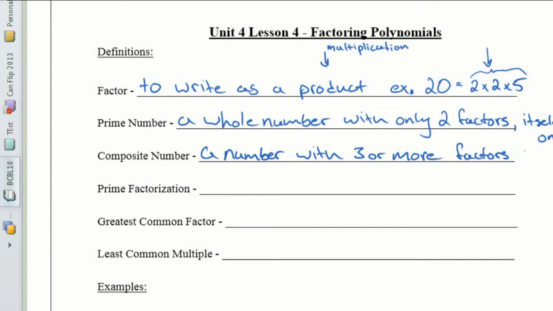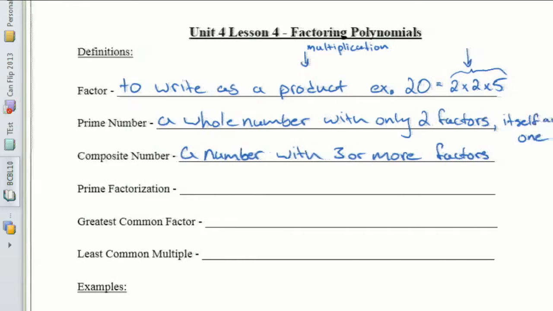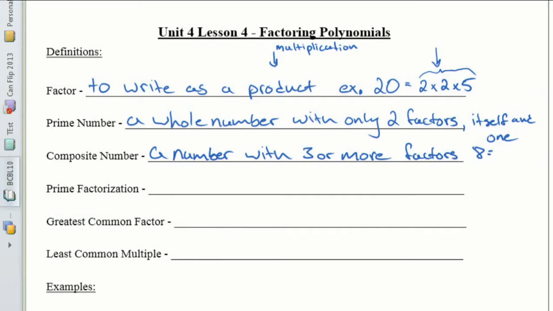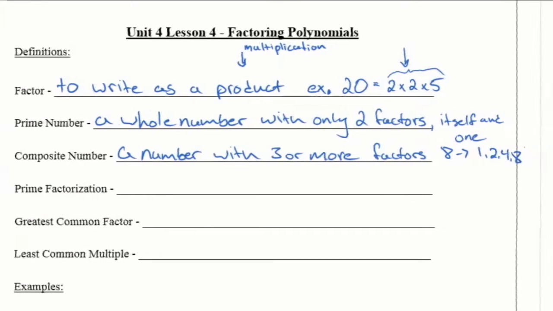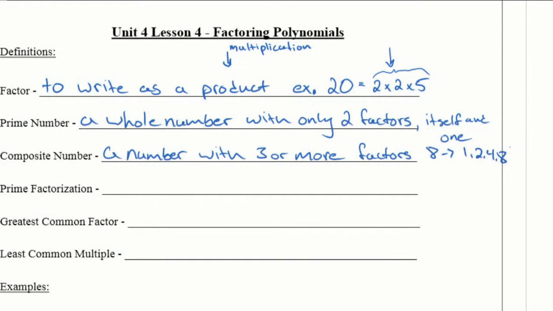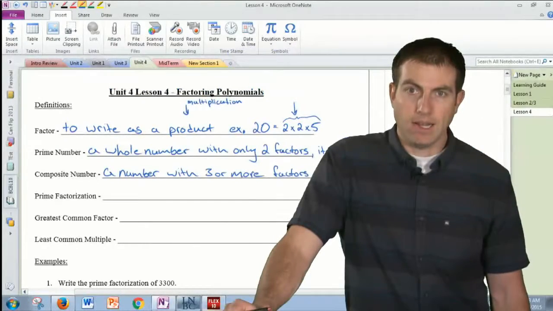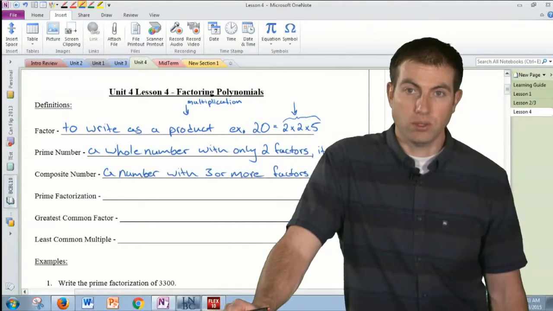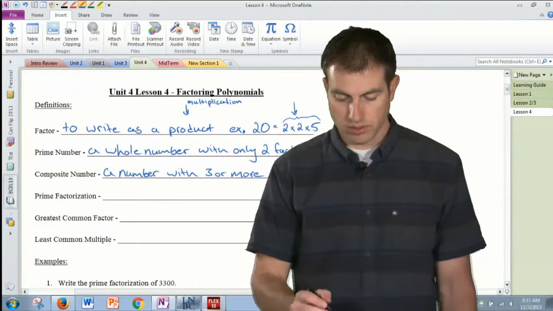So let's pick a composite number. Something like 8. What are the factors of 8? Factors of 8, we could have 1, 2, 4, and 8. Those are all of the factors of 8. So that's a composite number because there's 3 or more of them: 4 by 2, 2 by 2 by 2, and 1 by 8. Those are all of our factors.